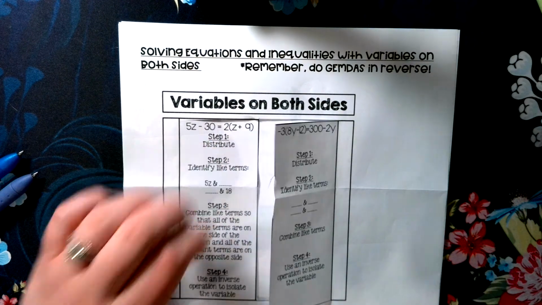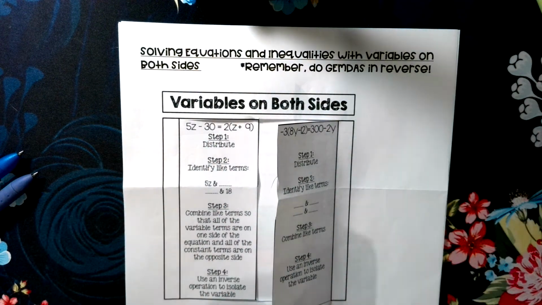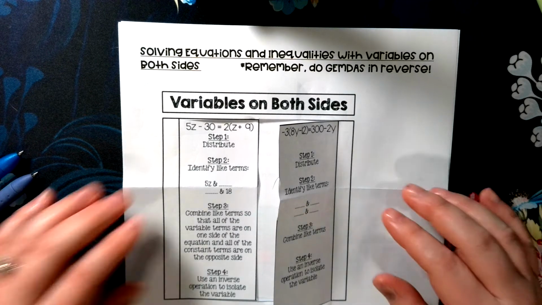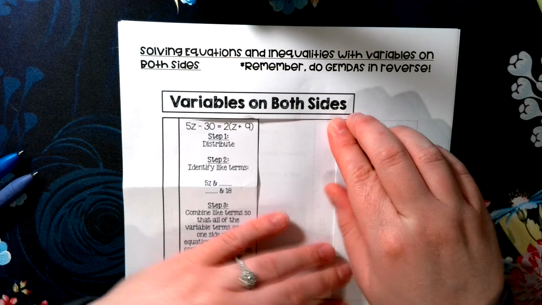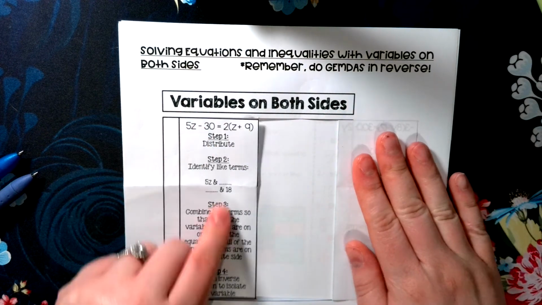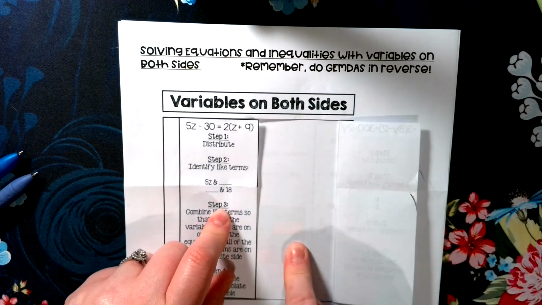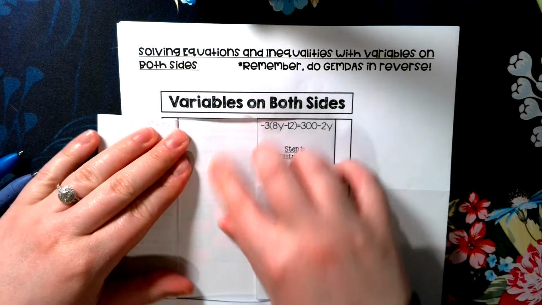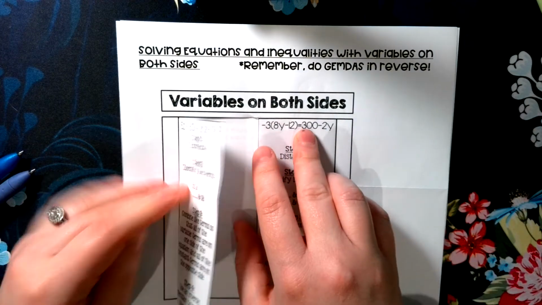So now what we're going to be doing is solving equations and inequalities with variables on both sides. Ooh, we're gonna have to combine them and bring them together. So open this side, we're gonna solve this problem over here, and then we're gonna flip it, we're gonna solve this problem over here. So we're just gonna go back and forth between them.